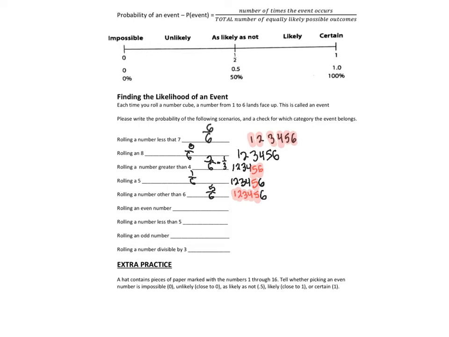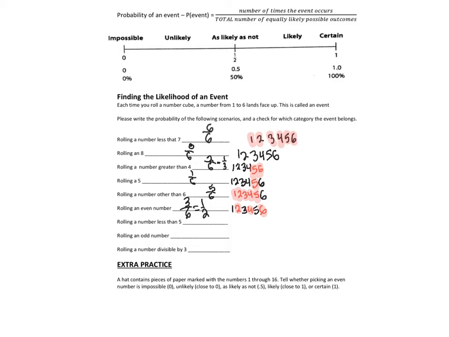Now we have our next one, rolling an even number. So I write out my options again. I just need even numbers now. 2, 4, 6. So that is 3 out of 6, which can reduce down to 1/2.